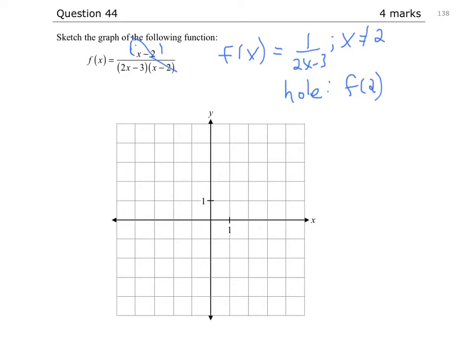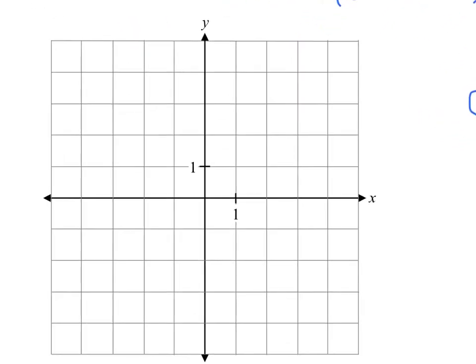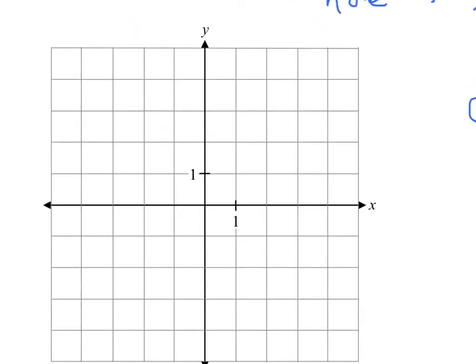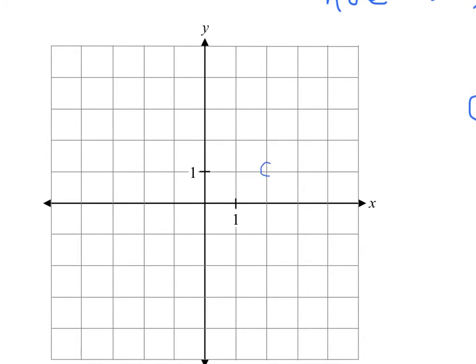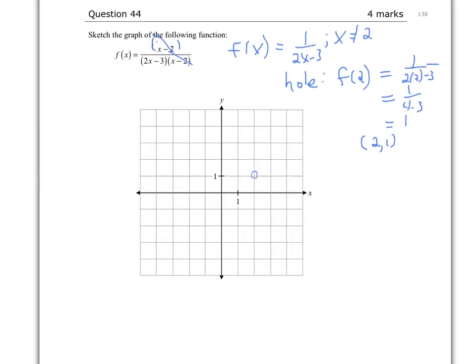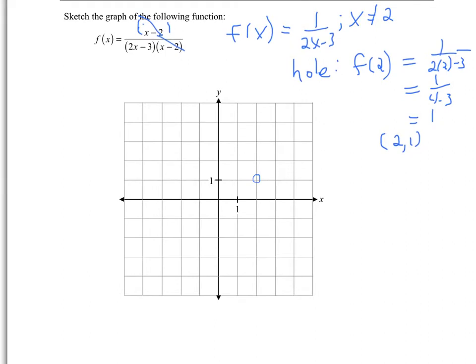So if we're finding f of 2, of course that is 1 over 2 times 2 minus 3. Well, that's nice. 1 over 4 minus 3, which is 1 over 1, which is 1. So the coordinates of the hole are (2, 1). So we'll draw a hole at (2, 1). Let me select the pen tool here. There's a hole. It's a big hole. All right, going back, let's continue on. So we got a hole.